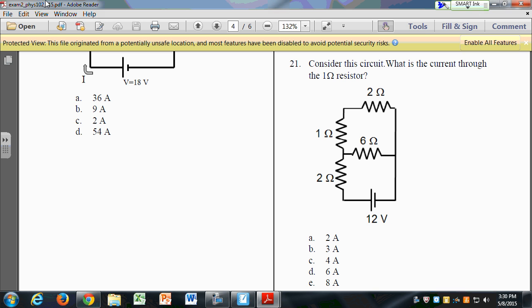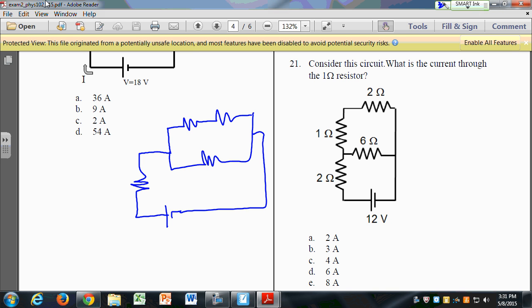Okay, so the big thing is to redraw them. We want to practice this. Look back at some of the other old exams and see some of the other circuits. But these are the same circuits. I have 2 ohm, 1, 2, and 6 ohm.